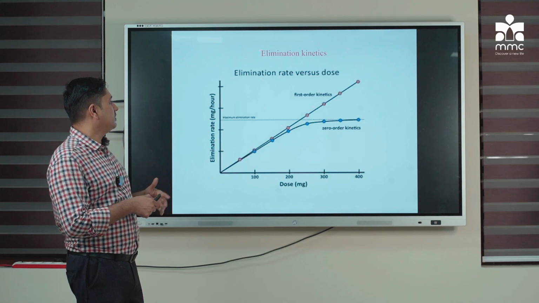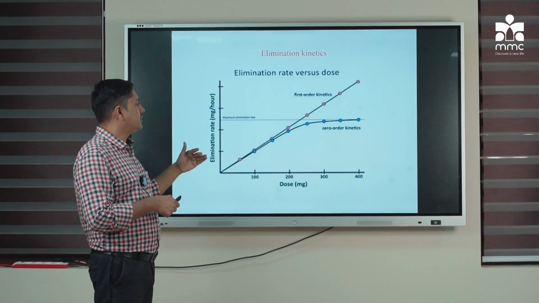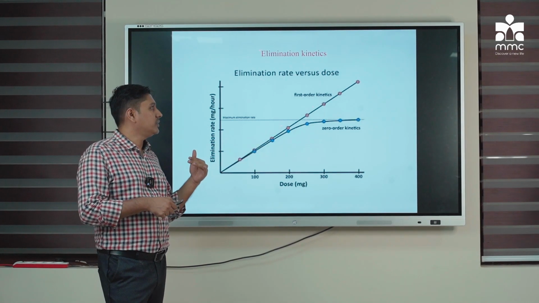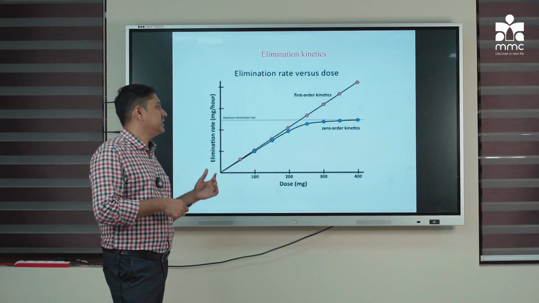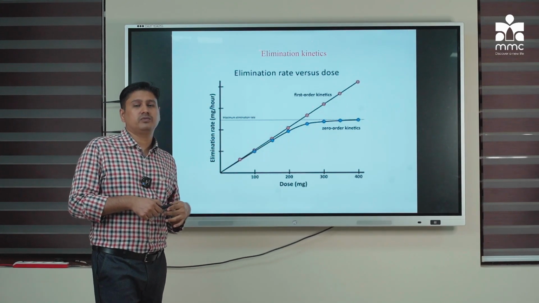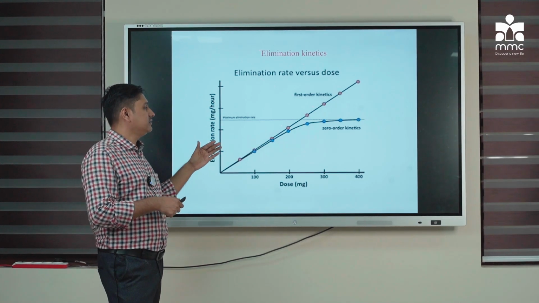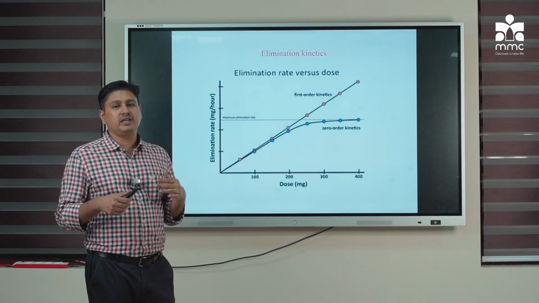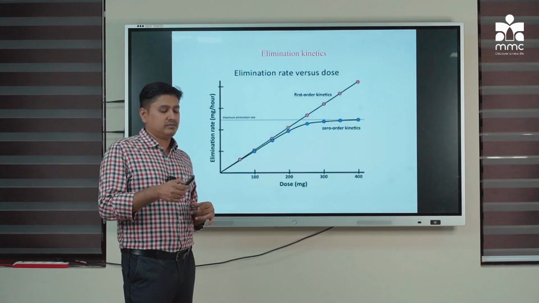Alcohol follows zero order kinetics. If you compare first order and zero order kinetics, in first order kinetics the drug will be eliminated in proportion to the plasma concentration, whereas in zero order kinetics, the drug elimination doesn't depend on the plasma concentration. Here the elimination is saturated in zero order kinetics, so the drug level increases in the blood and it results in toxicity.